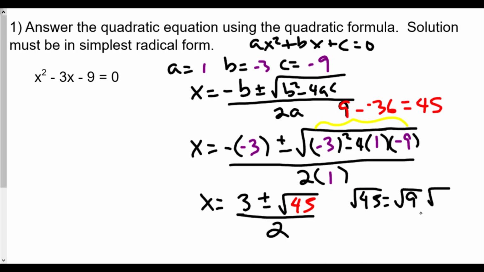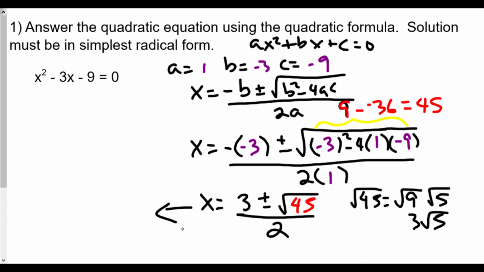Now, if you forget what numbers are perfect squares, what you want to do is make a list of them at the top of the paper so that you can figure out which of these perfect squares divides evenly. And so 9 divides evenly, leaving us with a 5. So 9 into 45 is 5. And then we simplify the square root of 9 to get 3. So we get 3 square root of 5.